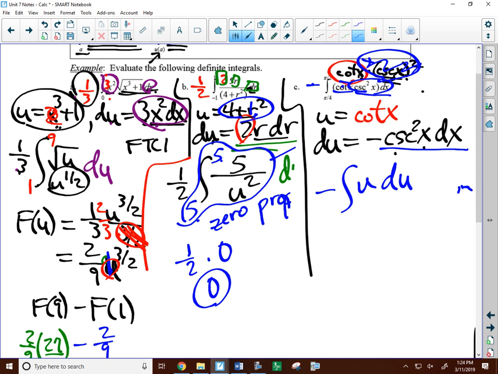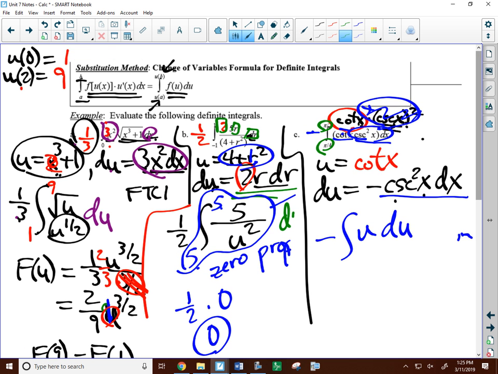Okay, I'm going to change the pi over 4 and pi over 2 so it's in terms of u. So I just need to plug into my u function. I need to plug in pi over 4 and pi over 2. So I do cotangent of pi over 4. I like to think of tangent of pi over 4, which is what? 1. Cotangent is the reciprocal, which is also 1. And so that one goes there.